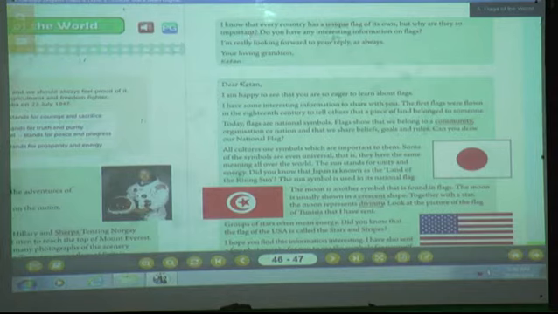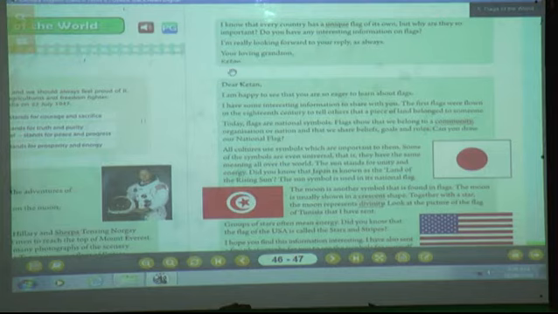So do you have any interesting information on flags? And then he is asking grandmother, do you have any interesting information on flags? Then, I am really looking forward to your reply as always. Maybe Ketan is always writing to grandma and grandma is responding to him. So he is telling here that I am really looking forward to your reply as always. And then he is closing the letter by saying, your loving grandson Ketan. Now from here we can come to know who is the speaker, who is writing the letter? Yes, Ketan is writing the letter and he is the grandson of the grandmother.